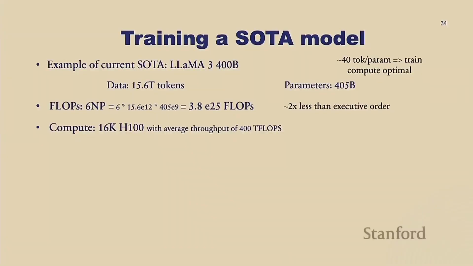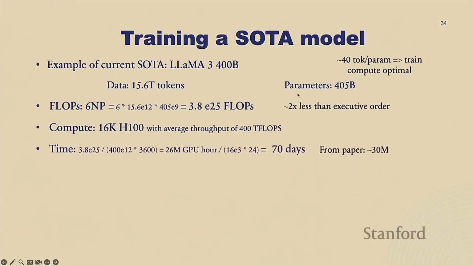Okay. Compute, we know that they trained it on 16,000 H100s, and we know the throughput, they said it too. So if you do the computation, it takes around 70 days, or 26 million GPU hours. At least that's with my back-of-the-envelope computation. They actually said that they used 30 million instead of 26 million GPU hours. So maybe they had some challenges. I don't really know. But if you follow the simple computation, it's around 70 days.